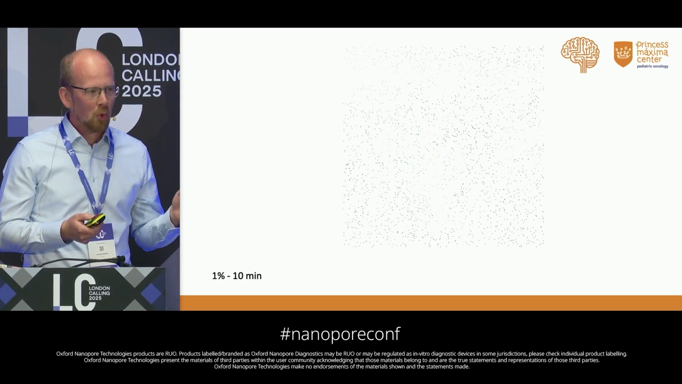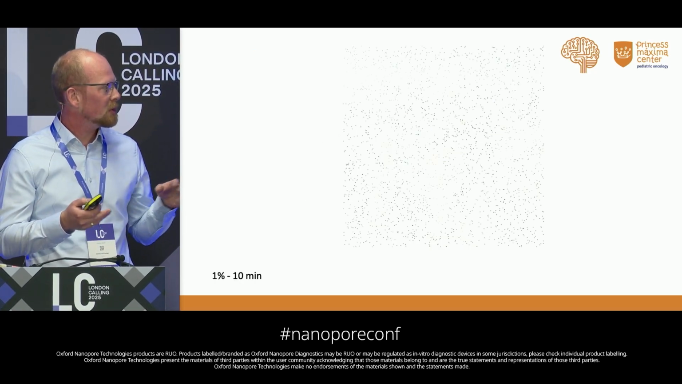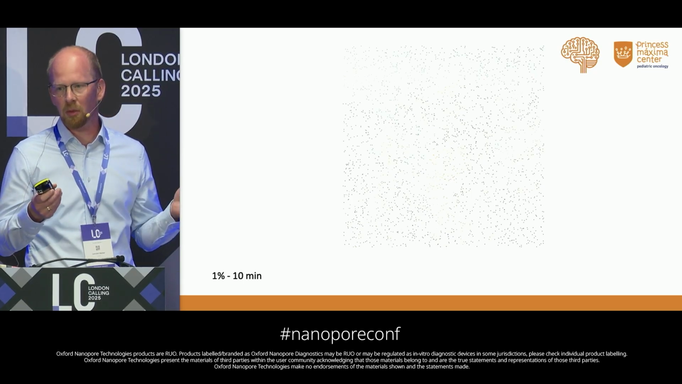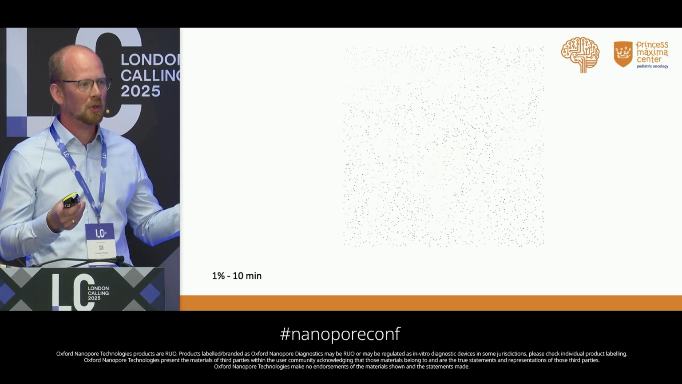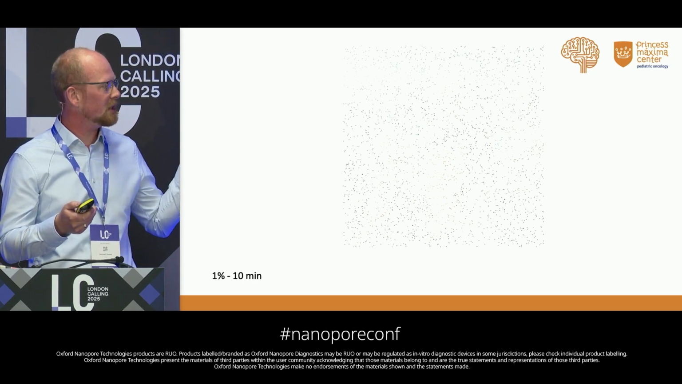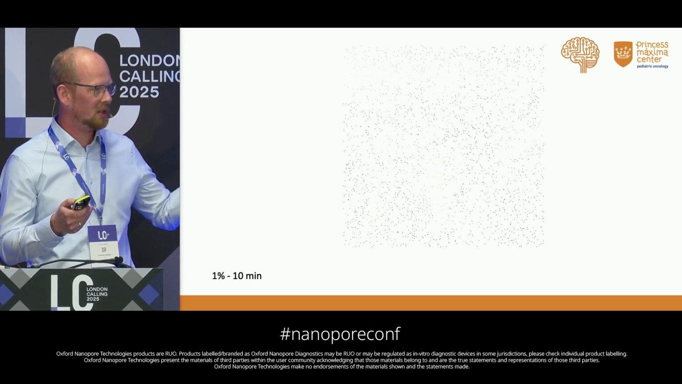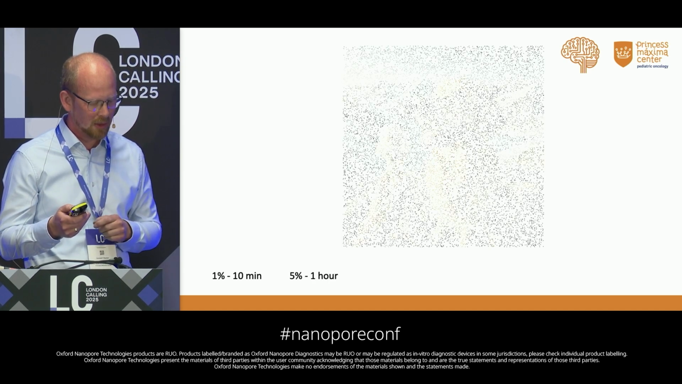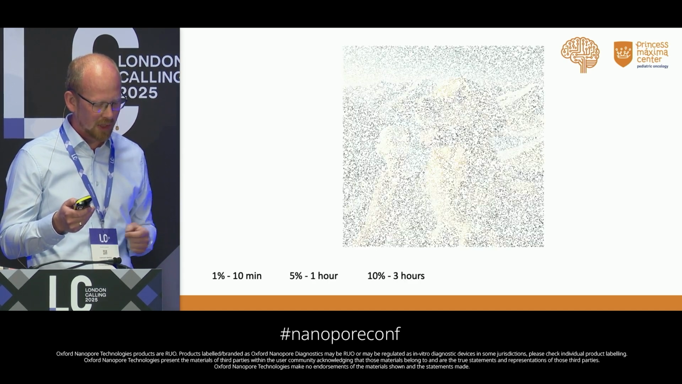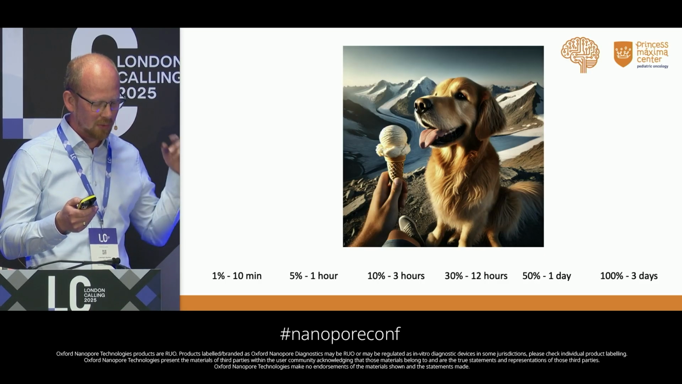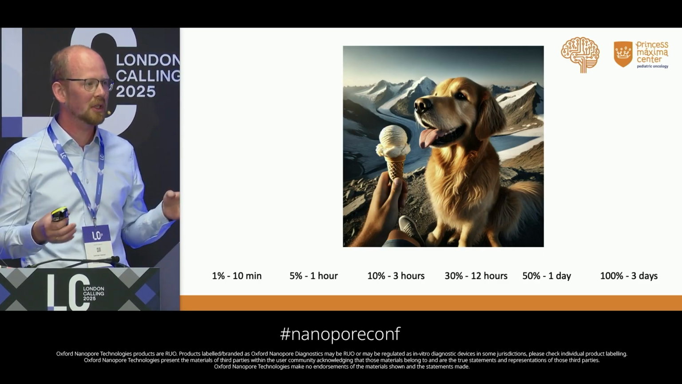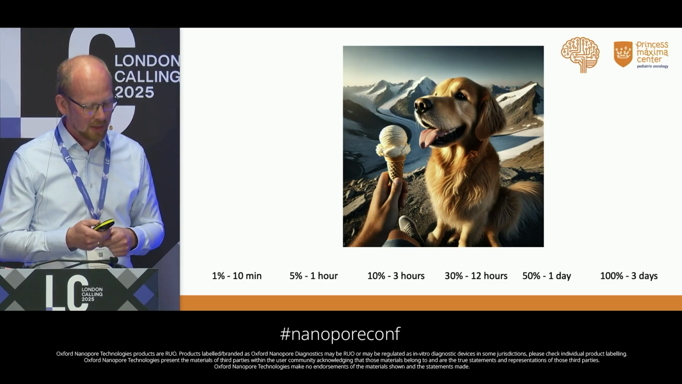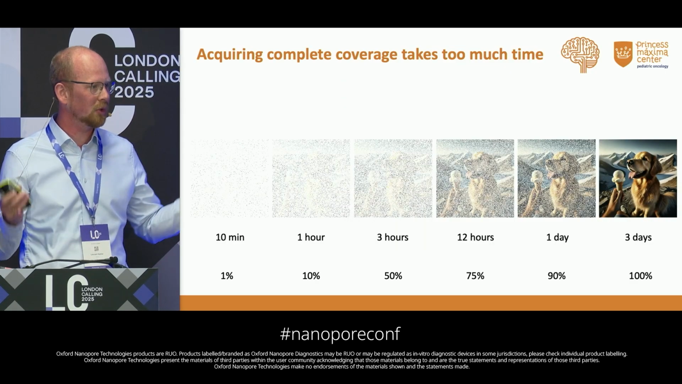Now, although nanopore is extremely fast, it also comes at a cost, right? Because if you start sequencing, you start getting random bits across the genome. So it's like looking at an image, but only seeing 1% of the pixels. So this is an AI generated image, and this is showing 1% of the pixels, which is about the amount of data you get after 10 minutes of sequencing. Now, after about an hour, you have 5% of the genome, and this increases, but it will take up to 3 days to get the full image and to see that this is a dog on a mountain eating an ice cream. And this is a problem because you don't have that time during surgery.